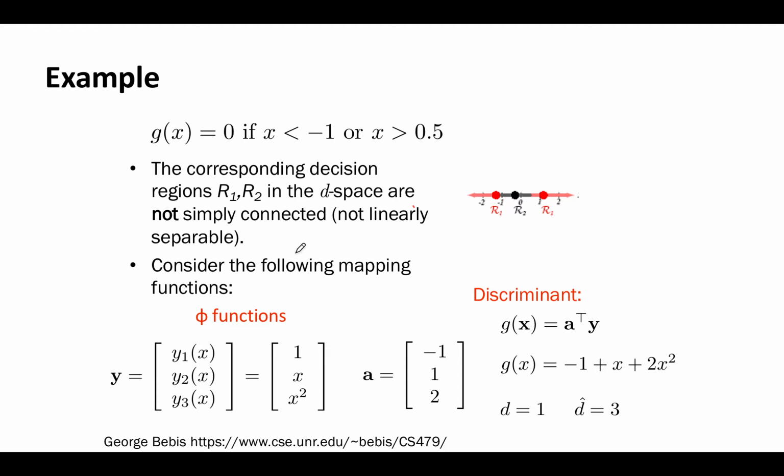So we took a one-dimensional example, and I'm saying, let me come up with a mapping. What are my y functions, my phi functions? They are 1, x, and x squared. The original data is x, and I come up with functions 1, x, and x squared. What that really means is that g of x would be a transpose y, where a is some weight vector, a is this. So g of x becomes minus 1 plus x plus 2x squared.